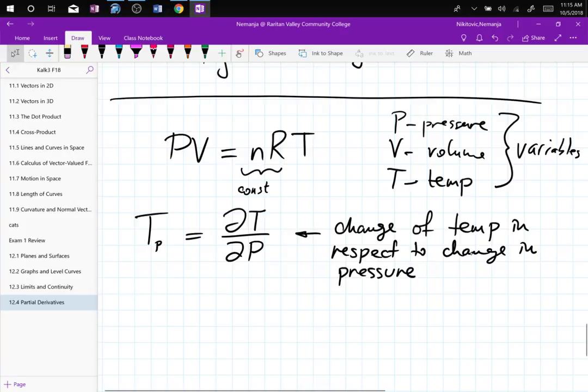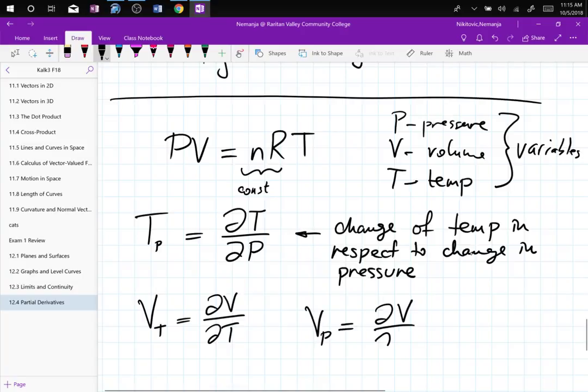Hashtag Florida again. Volume in respect to T. This is the one that, right? And in respect to P. Those are the ones that make the tire explode. So this is V_T, change in volume over the change in temperature. V_P, change in volume over the change in pressure. And you can find any of these as soon as you flip things around.